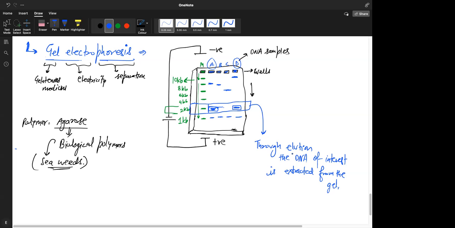DNA being a negatively charged molecule, fragments of the DNA being negatively charged molecules can be separated by applying an electric field through the agarose gel medium.